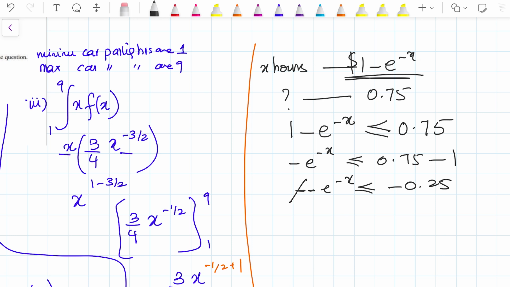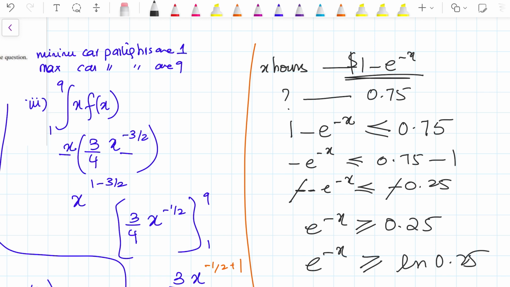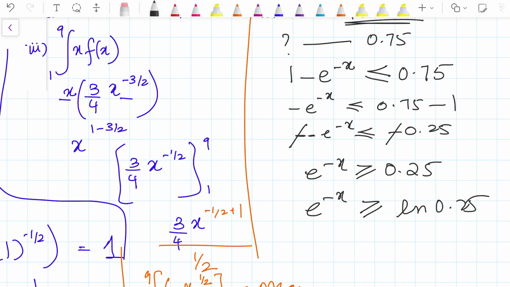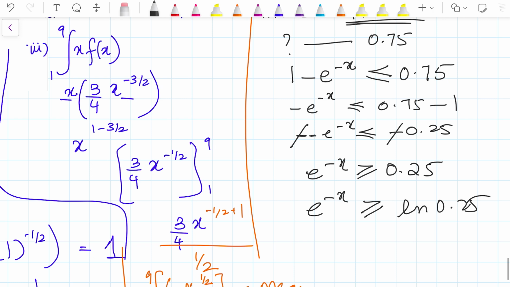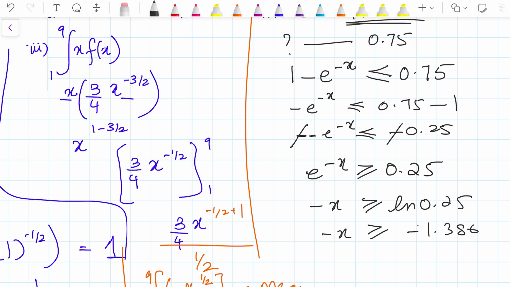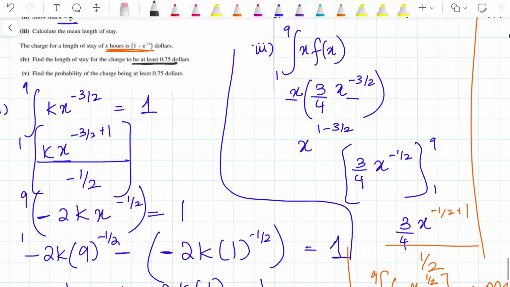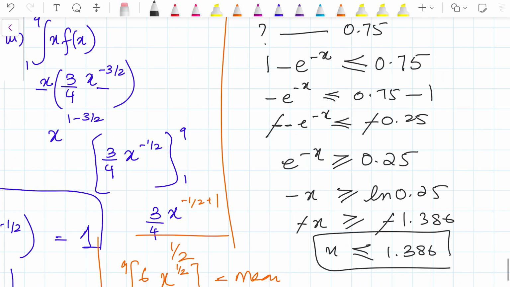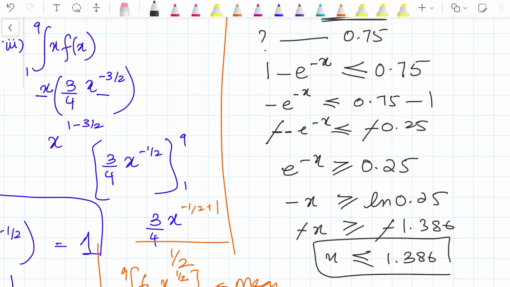In order to cancel out the signs, we need to flip the inequality. Now put ln. ln 0.25 is minus 1.386. So when we remove e and take it to the other side, it becomes ln. Once again, when we cancel out the sign, the inequality sign flips. Therefore, this is the length of stay for you to have the minimum at least $0.75 of charges.